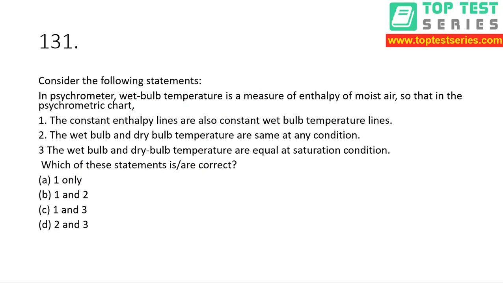Consider the following statements. In psychrometer, wet bulb temperature is a measure of enthalpy of moist air, so that in the psychrometric chart, constant enthalpy lines are also constant wet bulb temperature lines. Wet bulb and dry bulb temperature are same at any condition. Wet bulb and dry bulb temperature are equal at saturation condition. Which of these statements are correct?